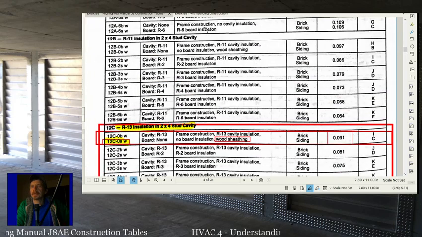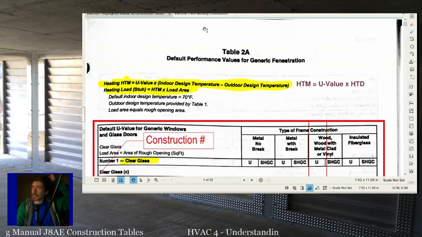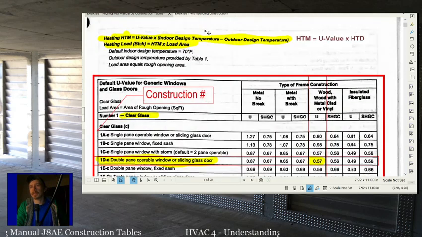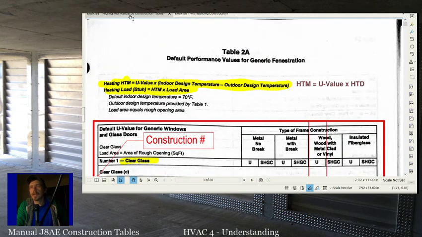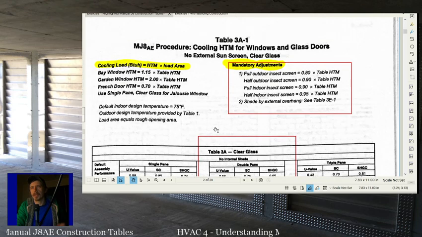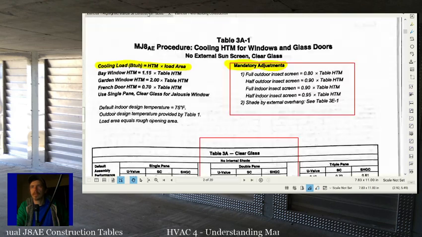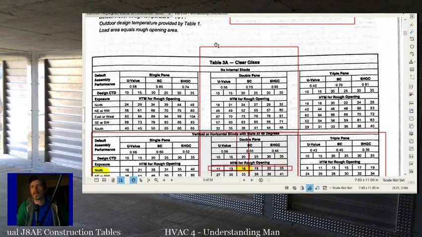So anyway, let's get back up to the windows, look at our construction again, and then find it on the table. So remember, table 2A is all windows and heating. We're done with heating, so we're not looking at table 2 at all, right? We're going to go straight to table 3. So our windows: double pane, operable, clear glass, wood frame, no external sunscreen, and Venetian blinds.